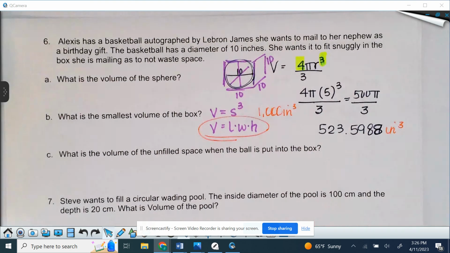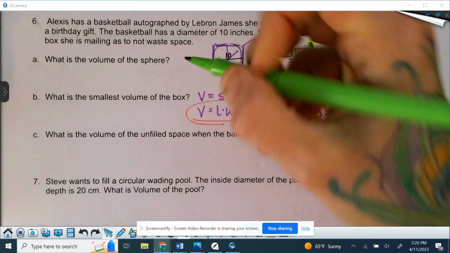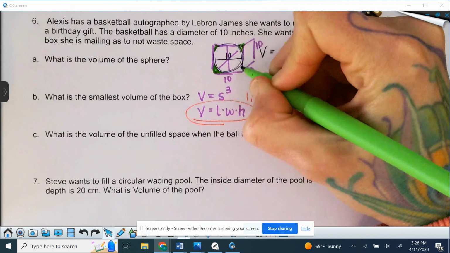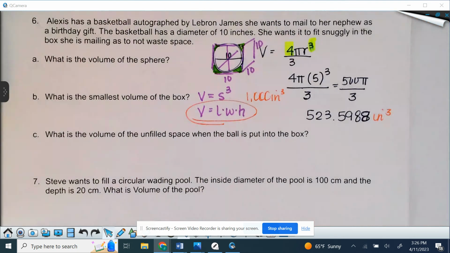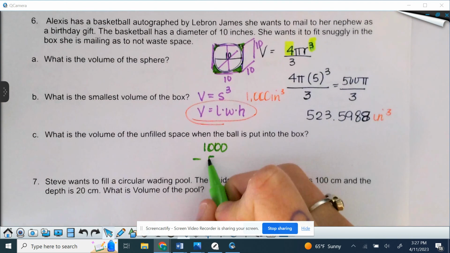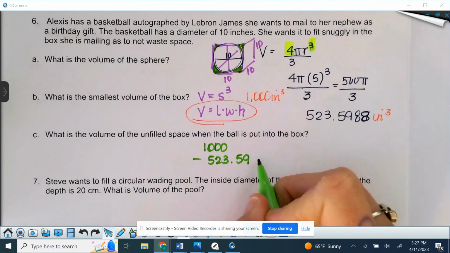What is the volume of the unfilled space when the basketball is in the box? And that's talking about these little wild corners. So you're just going to take the difference from your basketball from the box. So we're going to take 1,000 and we're going to subtract our 523.59, and we can go ahead and turn it to a 9.